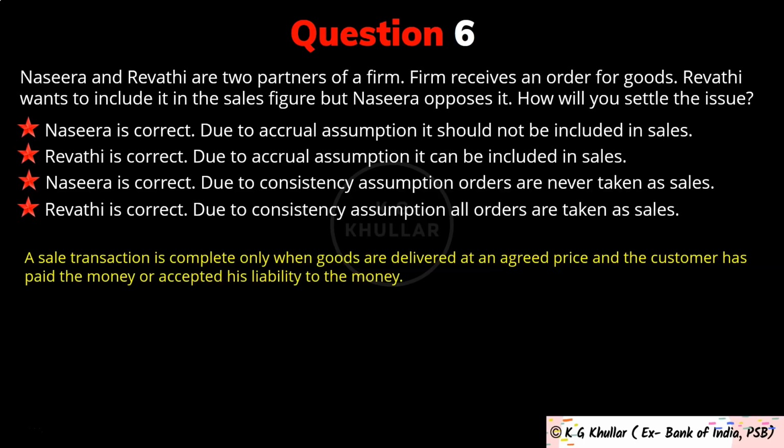A sale transaction is complete only when goods are delivered at an agreed price and the customer has paid the money or accepted his liability to the money. Also note, a sale can also be considered complete even though the buyer has not taken the delivery of goods due to his own reasons, and if the ownership of the goods have transferred to the buyer and seller has got an asset in exchange either as cash or as debtor. Thus in this question, because of accrual assumption, we can't include this in sales, and thus in this case Nasira is correct in opposing. Thus the correct option for the given question is option A.